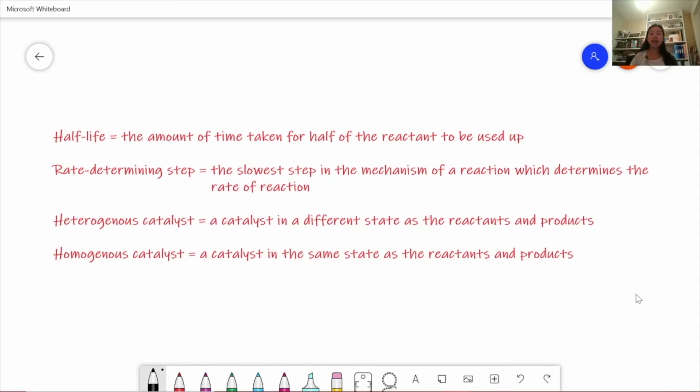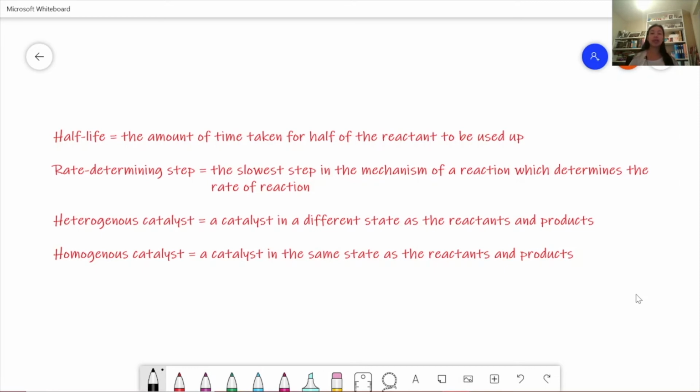Now we're going to quickly go through some definitions that we need to know for this topic. So first is half-life, and this is the amount of time taken for half of the reactant to be used up. And we normally use this term when we look at concentration time graphs, and it's the amount of time taken for half of the concentration of that reactant to be used up.